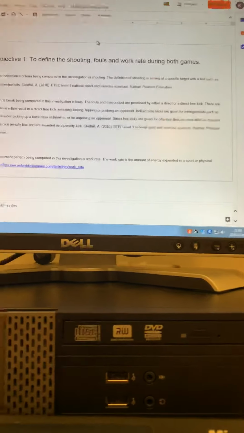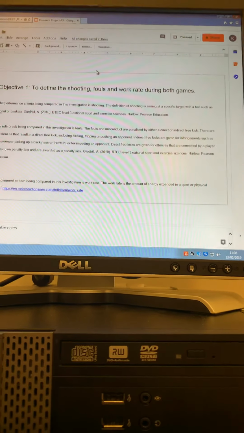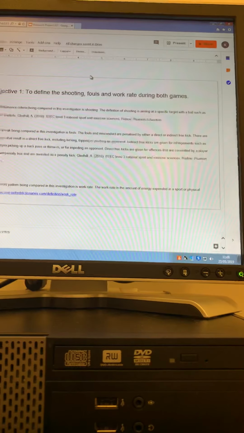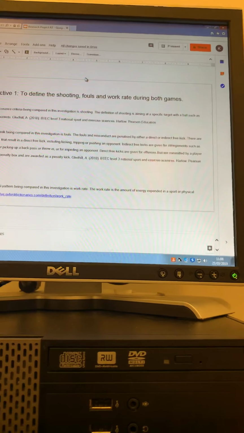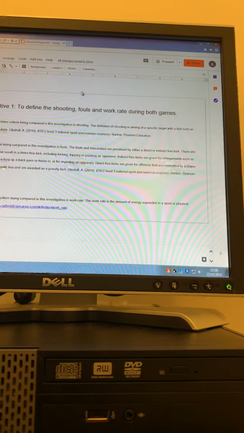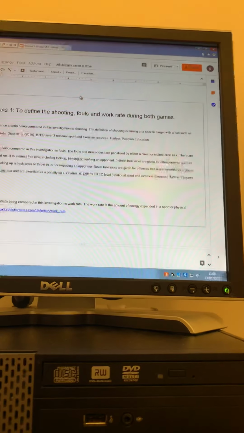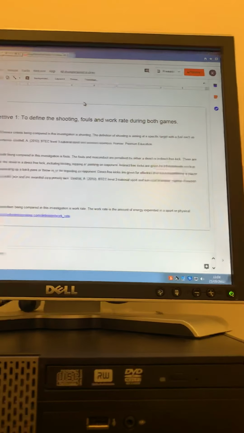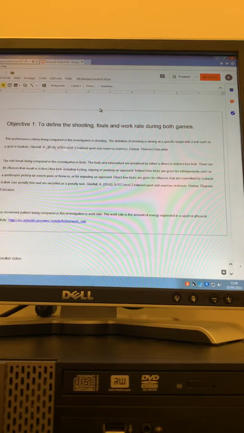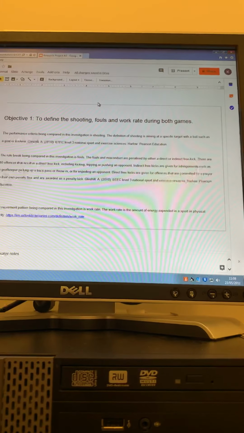My first objective was to define the shooting, fouls and work rate during both games that I analysed. The performance criteria being compared in this investigation was shooting. The definition of shooting is aiming at a specific target with a ball, such as a goal or a basket. The rule break being compared in this investigation was fouls.